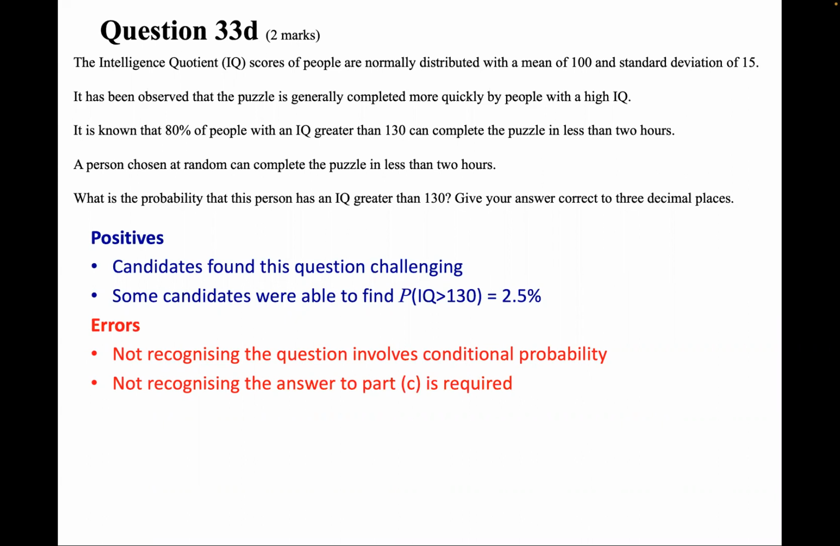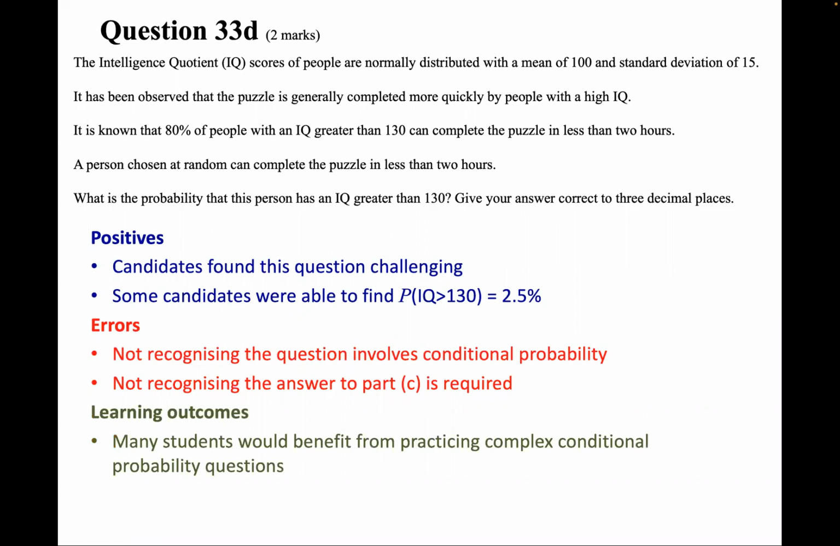To do it correctly, you also needed to be able to recognise that the answer to Part C was required because it was used in the conditional probability. With this particular question, the bottom line is it was extremely challenging, and many students found it challenging. Students would benefit from practising complex conditional probability questions. It doesn't mean that there's going to be one guaranteed every year, but it would help them to understand this concept far better. So as I said before, I strongly recommend downloading the NESA sample solutions and examiners' comments and feedback, and you'll be able to get more detail even then.